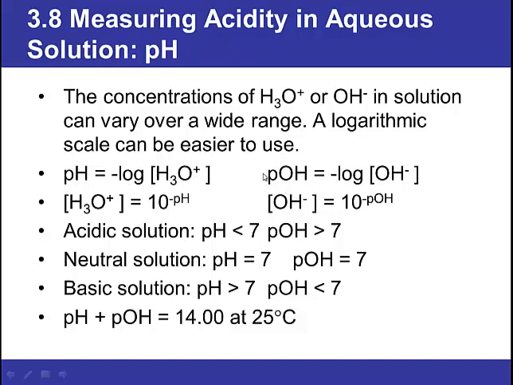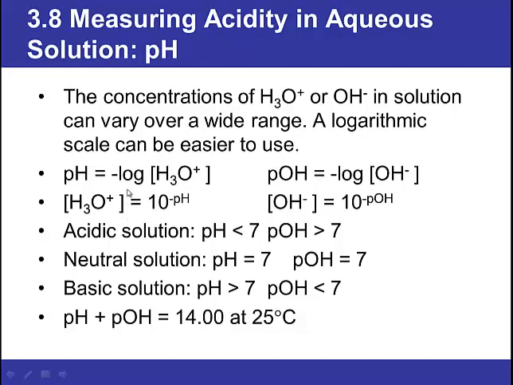The pOH is going to describe the basicity of the solution, and this would be minus the log of the hydroxide concentrations. So typically, we gauge the acidity and the basicity of the solution by looking at the pH. But you can do either. You can look at pOH as well.